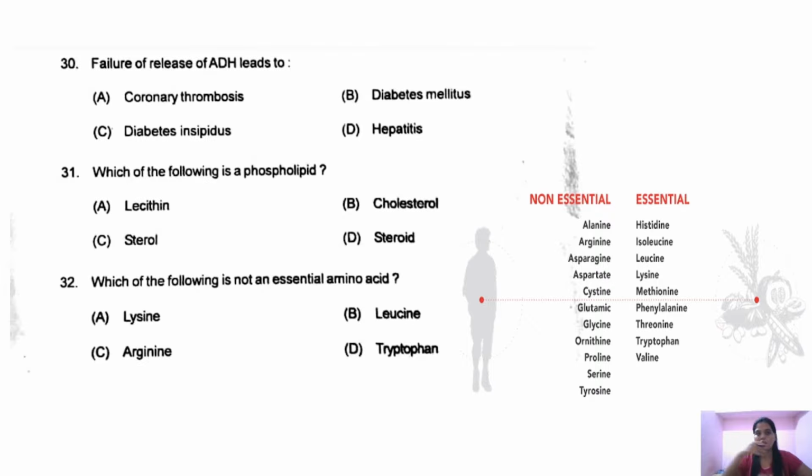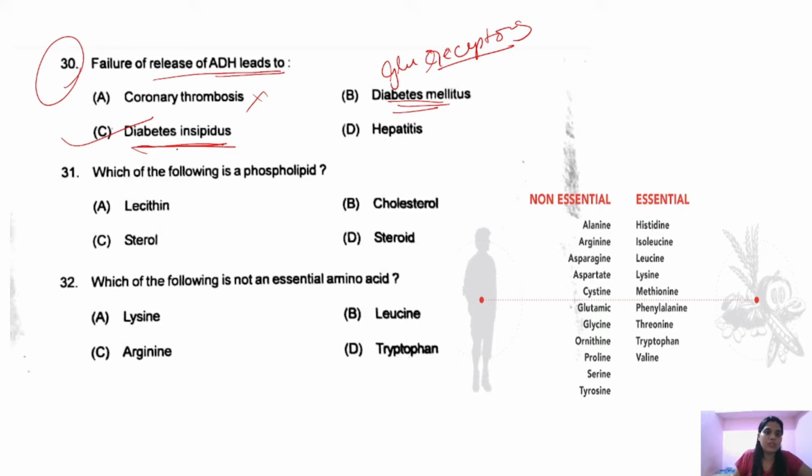Next, question number 30. Failure of release of ADH leads to coronary thrombosis, no. Diabetes insipidus, yes. Option number B is the right answer. Diabetes mellitus is due to the glucose receptors.